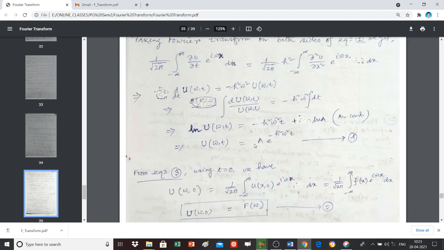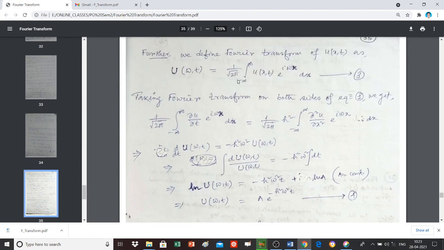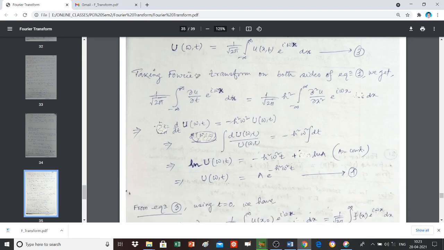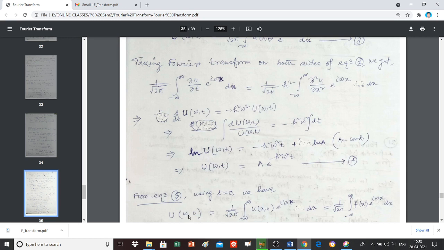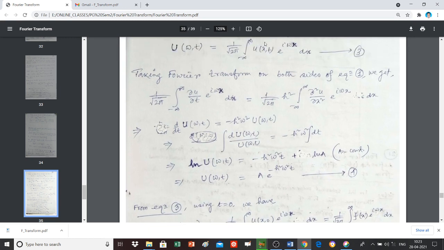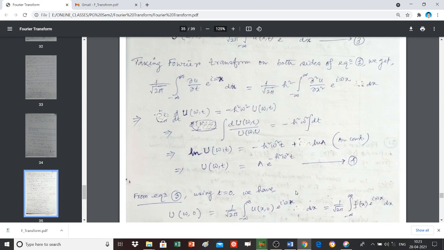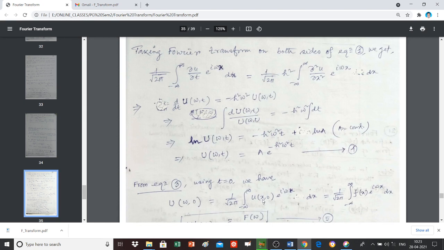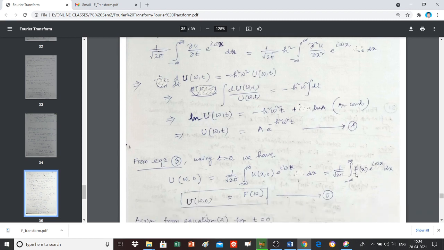Now we have calculated the value of u(ω, t). Now from equation 3, we write t equal to 0. So writing t equal to 0 in equation number 3, we have u(ω, 0) equal to 1 by root 2π ∫ from −∞ to +∞ u(x, 0) e^(iωx) dx. This is the boundary condition number 2: at t equal to 0, u(x, t) equals u(x, 0), a function of x only, that is f(x). So 1 by root 2π ∫ f(x) e^(iωx) dx is the Fourier transform of the function f(x), that is f(ω). So u(ω, 0) equals f(ω). This is equation number 5.